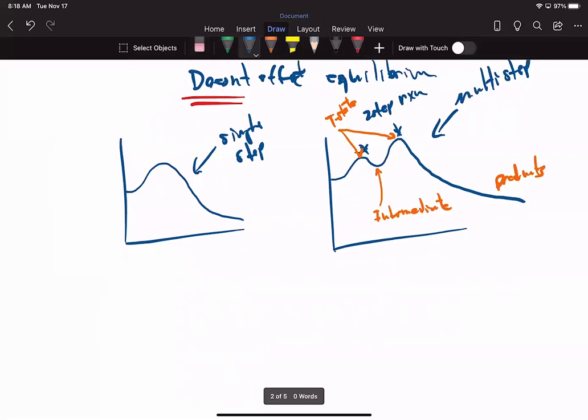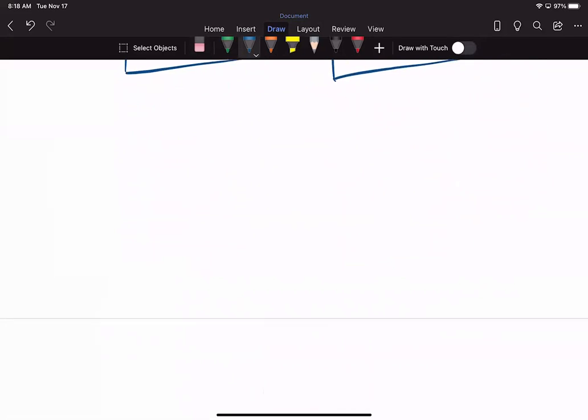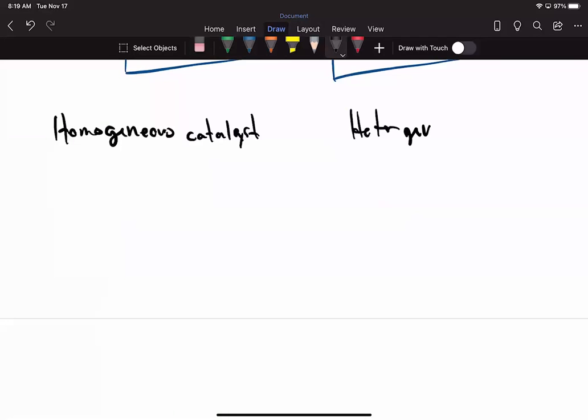And some of that depends on the catalyst itself, right? We have two types of catalysts. We have what we call homogeneous catalysts, and we have heterogeneous catalysts. This is the one that I used to work with, the heterogeneous in grad school, so I'm just a little more familiar with that.